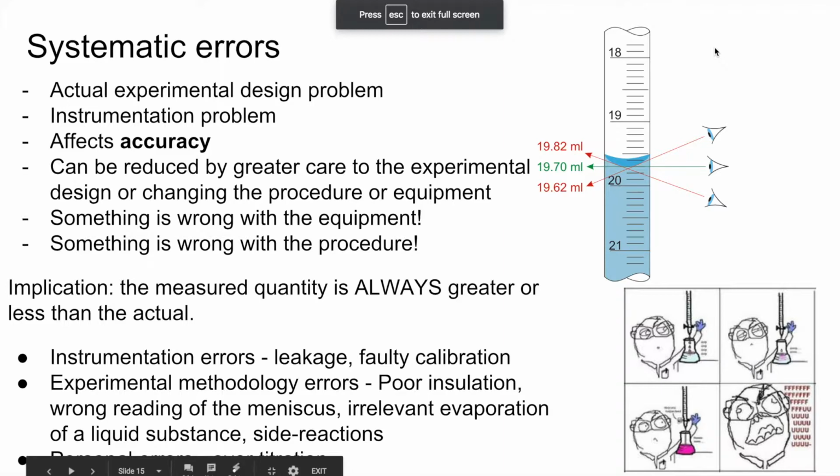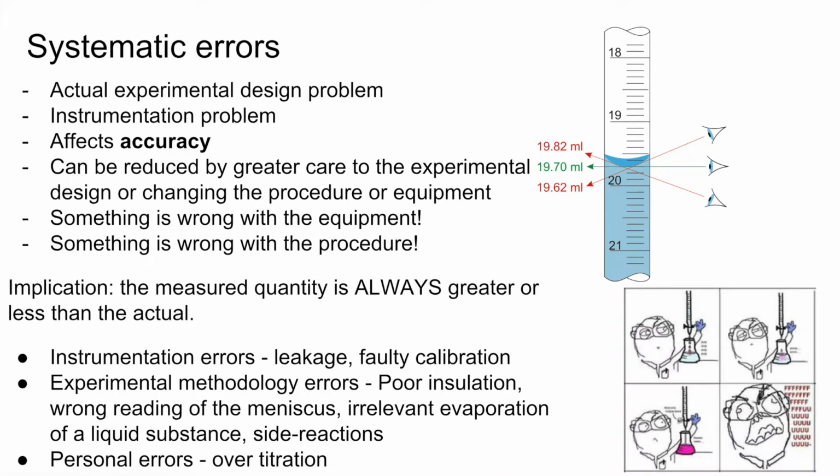Poor insulation, wrong reading of the meniscus, irrelevant evaporation of a liquid substance. Side reactions. Personal errors is the over titration here. So just always remember your systematic error: there's something wrong with your equipment, there's something wrong with your procedure. In other words, change your equipment, modify your procedure.